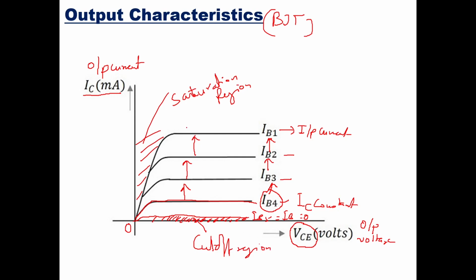And this complete region, where you can faithfully operate the transistor for faithful amplification as an amplifier, will be called your active region.